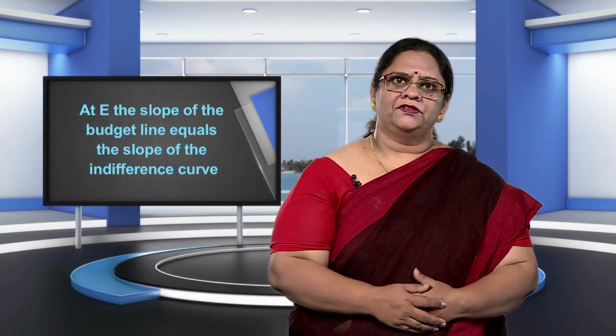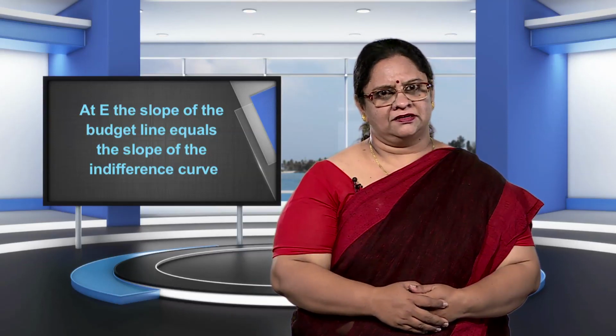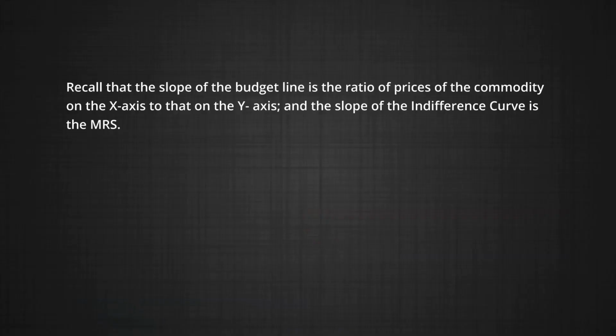At E, the slope of the budget line equals the slope of the indifference curve. Recall that the slope of the budget line is the ratio of the prices of the commodity on the x-axis to that on the y-axis. And the slope of the indifference curve is the marginal rate of substitution. This gives us the equilibrium condition, that is, the marginal rate of substitution between x and y will equal the ratio of prices, px divided by py.